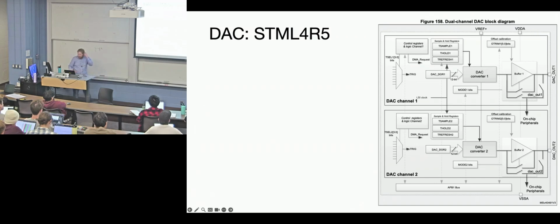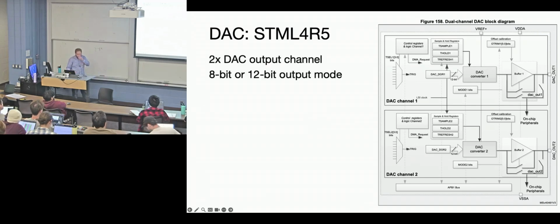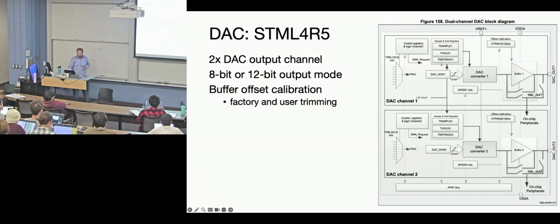So you have a DAC on your device. You actually get 2 of them. It's fantastic. So 2 channel outputs. You get 8 and 12-bit modes.